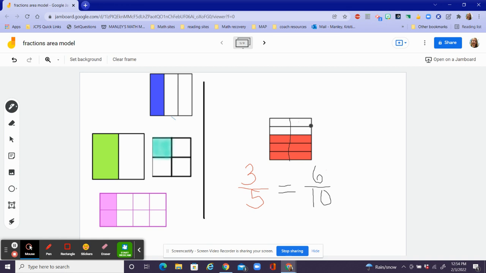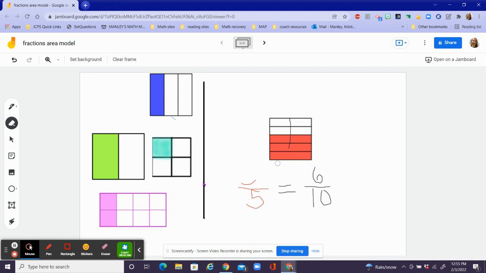Where I had my entire square partitioned into 5 rows, and then I changed it, same square, and partitioned it into 10 pieces. Same square, focused in on the same amount of space, but because I partitioned it differently, I have to notate it differently. But the value is the same. That means 3/5 is equivalent to 6/10.